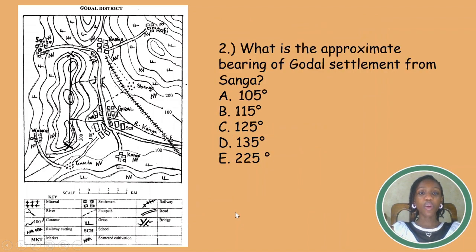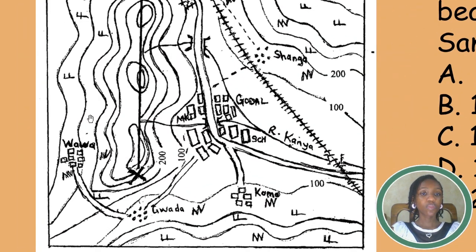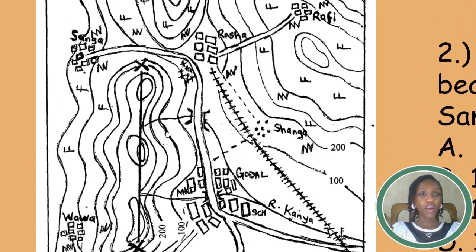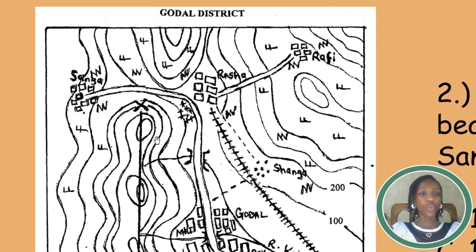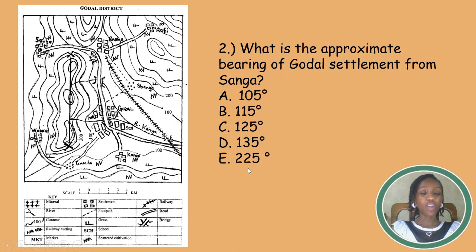What is the approximate bearing of Godal settlement from Sanga? Now, firstly, we need to identify the places in question. So we can see the Godal district here, and then we can see Sanga all the way over here in the north. So we've identified the two places, Godal and Sanga.